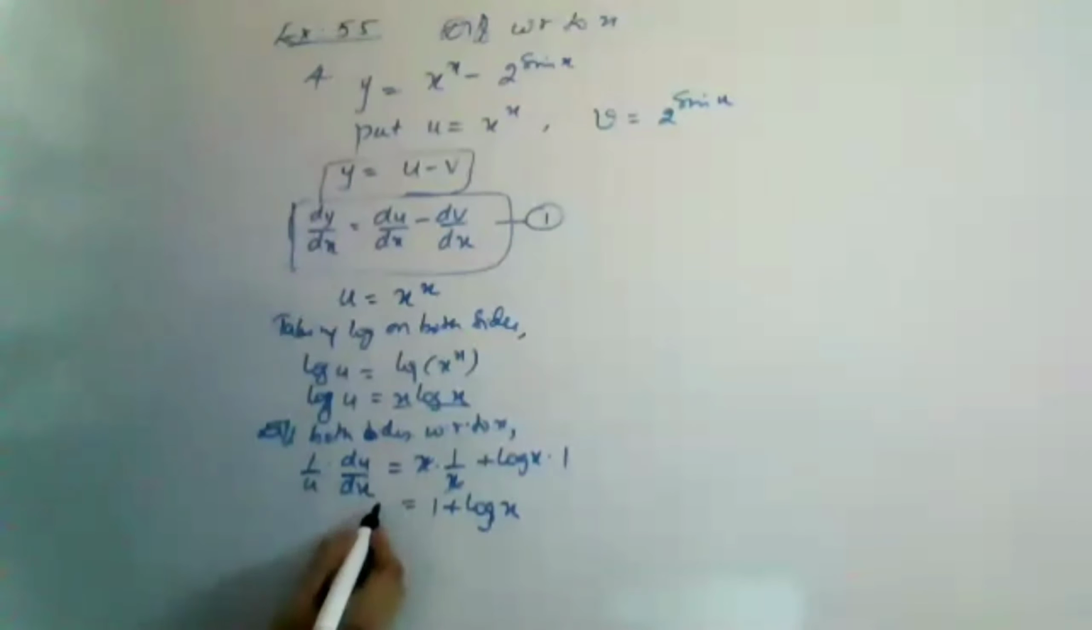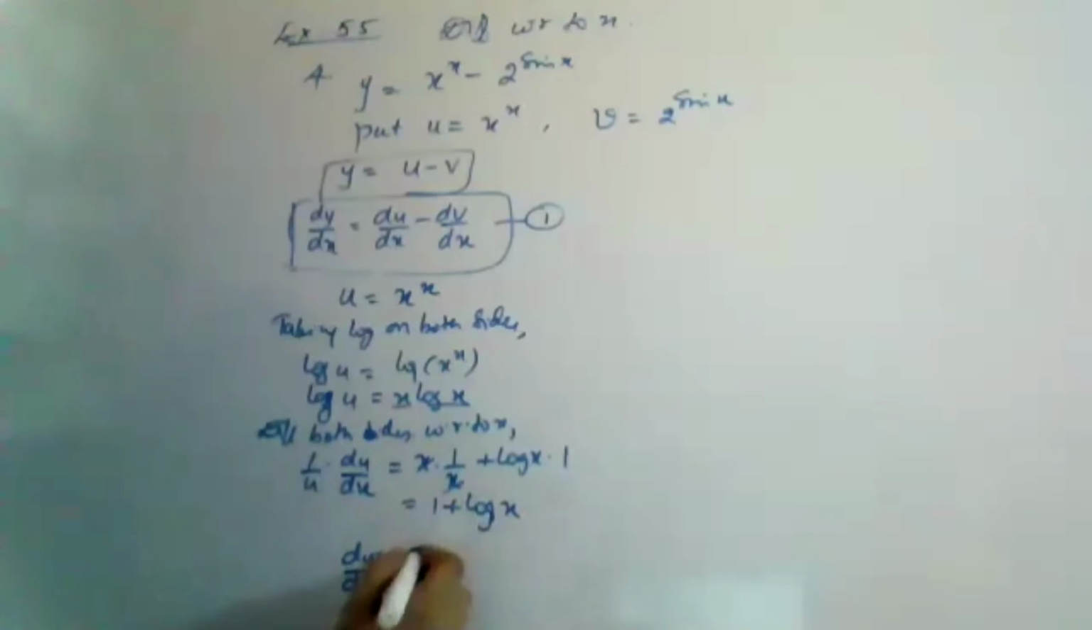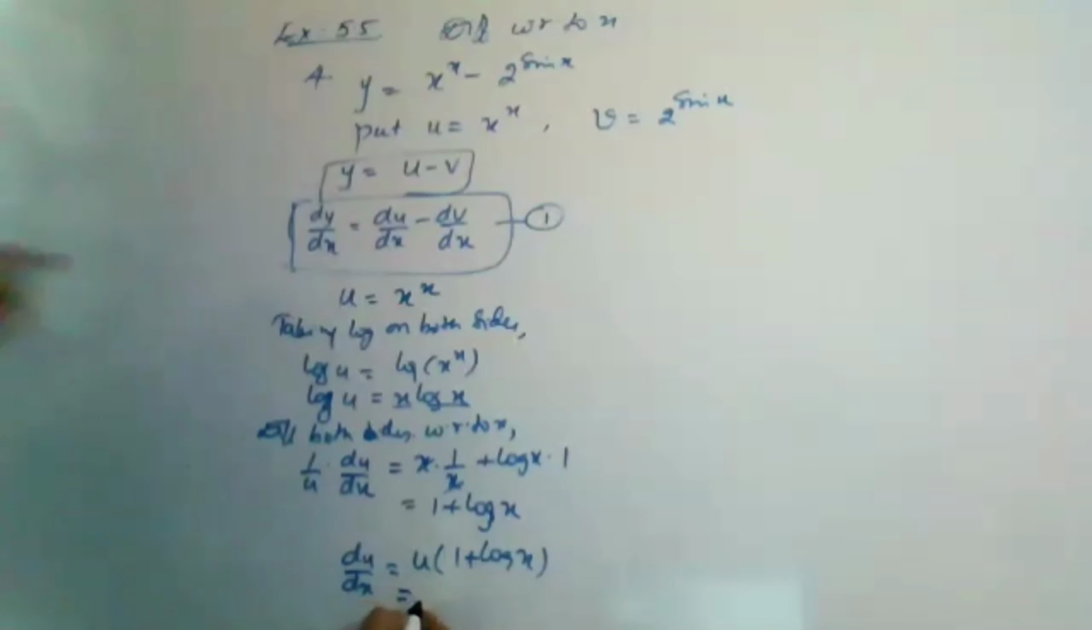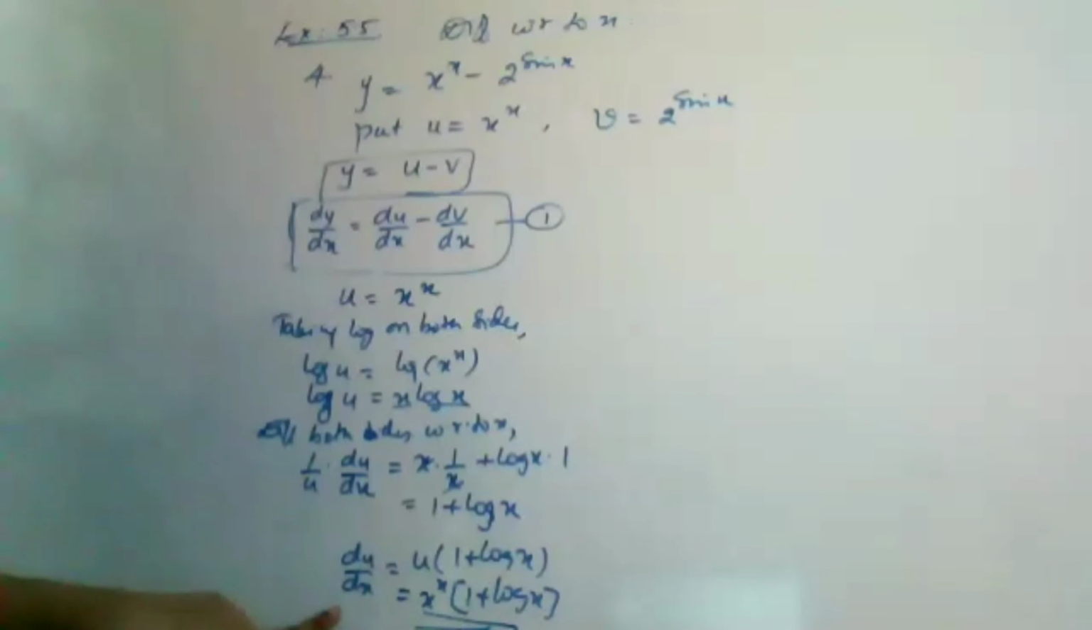Now what will be du by dx? Just take this u to the other side. So this is u into 1 plus log x, right? Replace the u value. What is u? x raised to x. So this is x raised to x into 1 plus log x. So this is what you got as your du by dx. This you need to substitute here.